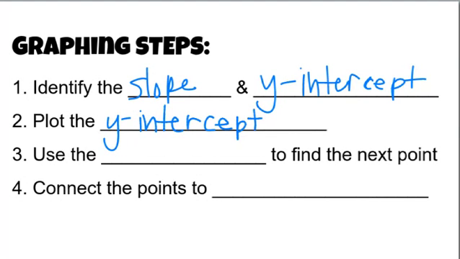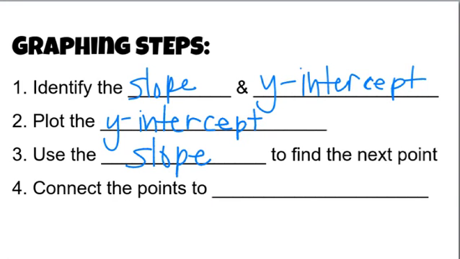So plot the y-intercept. So once we plot the y-intercept, that's where we begin. That's the B. The B is the beginning. So we plot the y-intercept, and then we have to use the slope to find the next point. The M can remind us it's where we move to get the next point. So use the slope to find the next point.